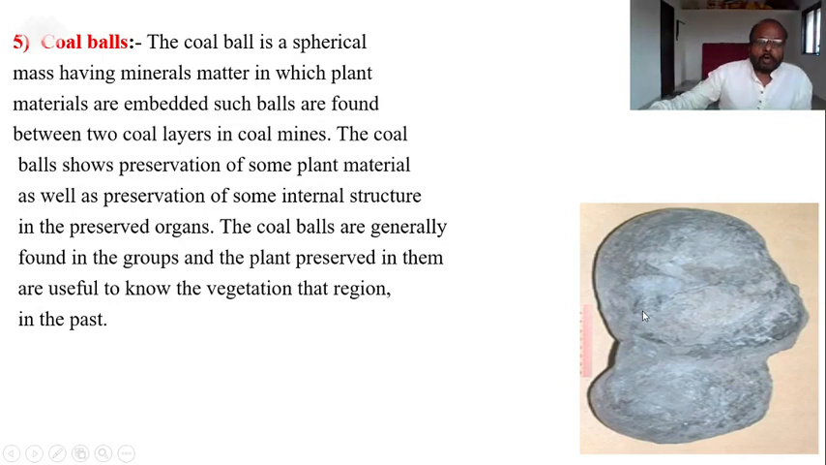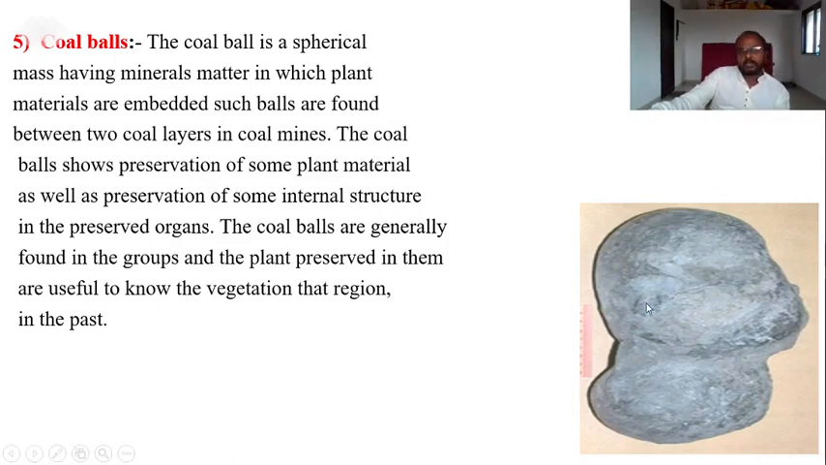So this is the coal ball. The coal ball is nothing but a spherical mass having mineral matter in which plant material is embedded. Such balls are found between two coal layers in a coal mine. So that means inside this coal ball the plant parts get preserved. The coal ball shows preservation of some plant material as well as some internal structure in the preserved organ. The coal balls are generally found in groups, and the plants preserved in them are useful to know the vegetation of that region in the past.